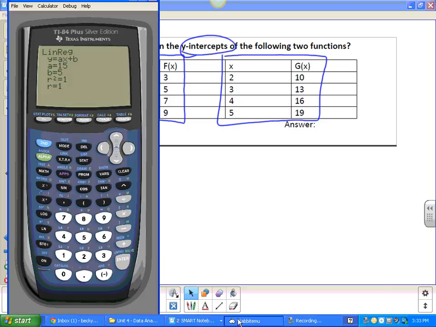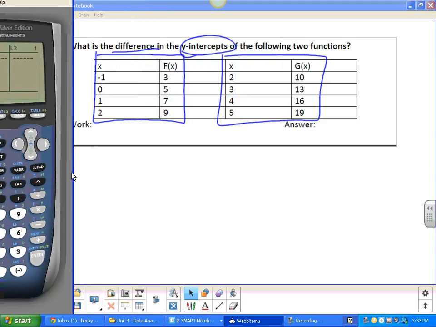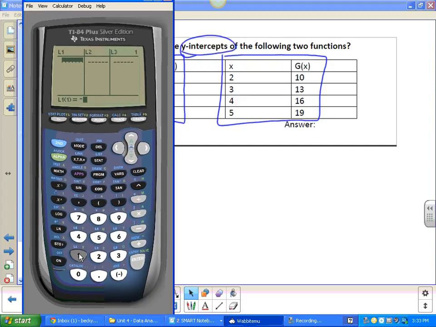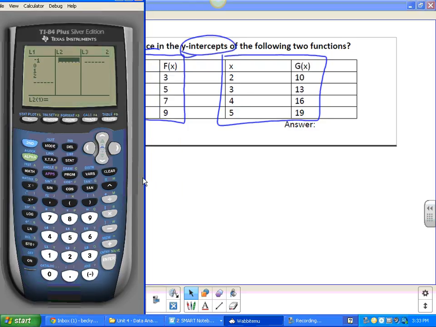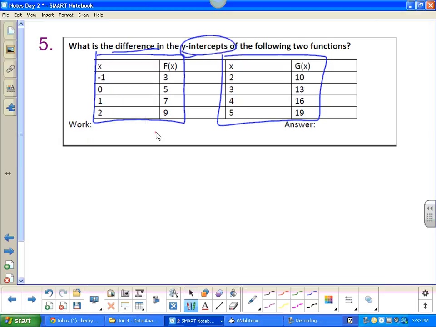So I take my calculator and I clear out everything that's in there. Negative 1, 0, 1, 2. Three, 5, 7. Nope. 5, 7, 9. Quit, stat, calc, number 4. So that's y equals 2x plus 5.